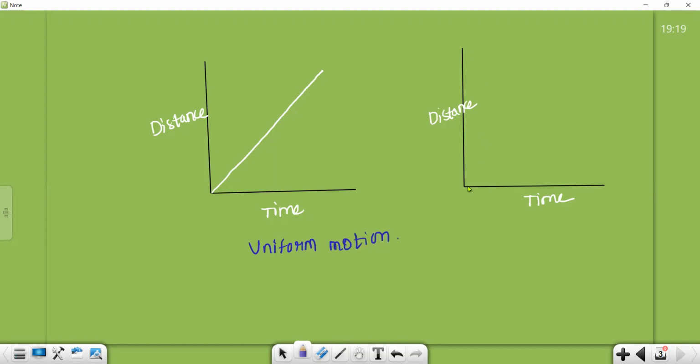In case of non-uniform motion, first it travels this much and then the distance decreases. Then it goes up, then down, down and up. So it indicates that it travels more distance and then less distance. So the distance is not constant. So it is non-uniform motion. Clear? What is uniform and non-uniform motion?